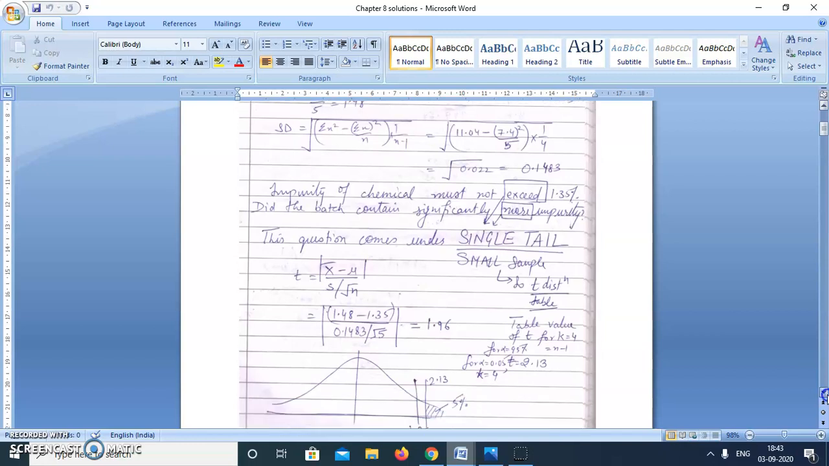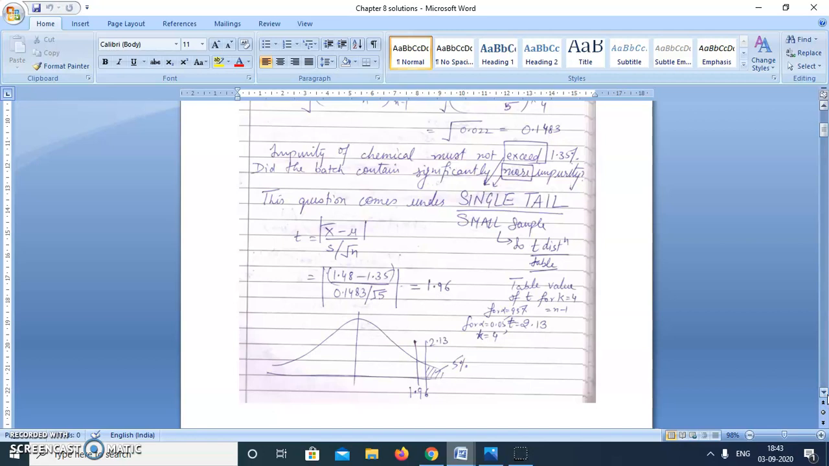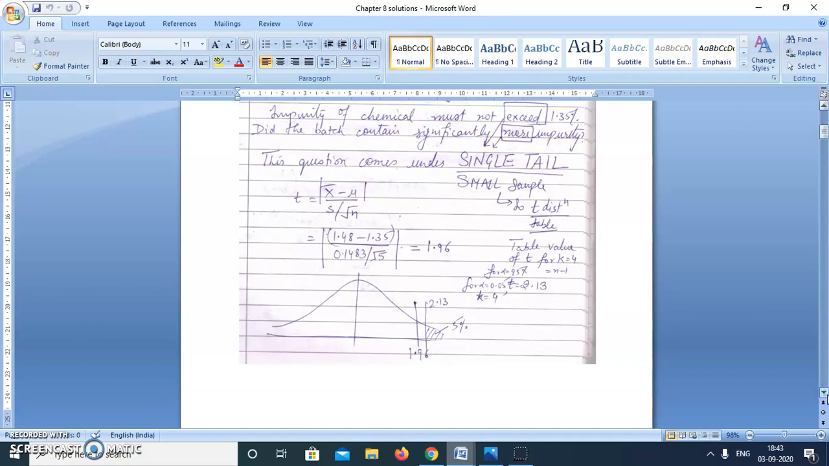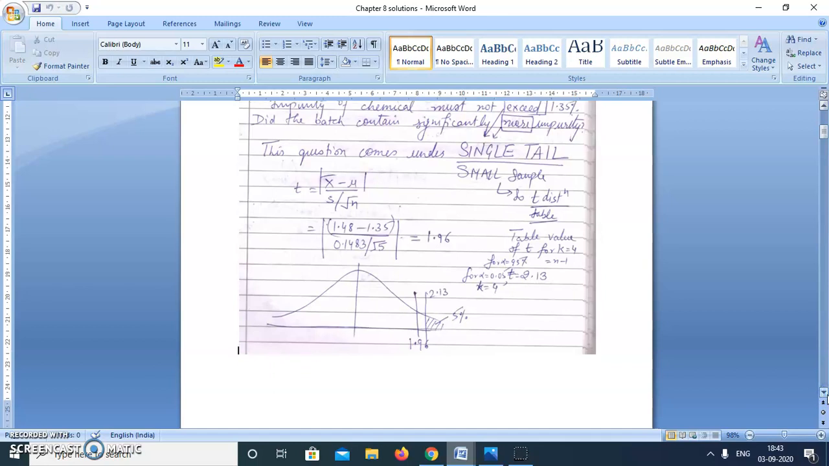Now we'll calculate the test statistic as shown here: X bar minus mu divided by S upon root n. And we get the value 1.96. Now when we have to see the table value, we'll see the t table, for k equal to n minus 1, where k is the degree of freedom. In this case, n was 5, so k will be 4, and for alpha equal to 0.05, that is 95%, the table value is 2.13. We can see it from the table. Now our calculated value is 1.96, which is less than the table value.